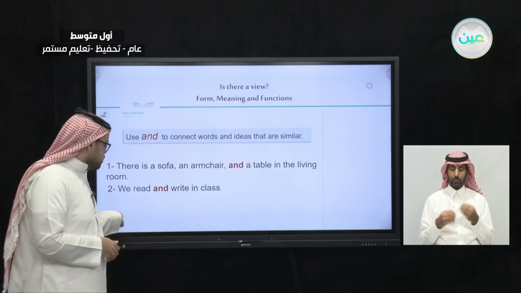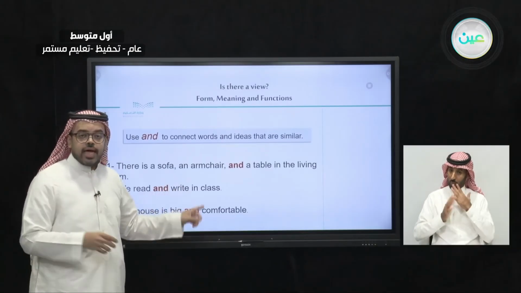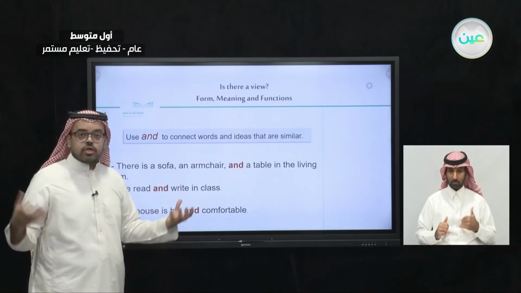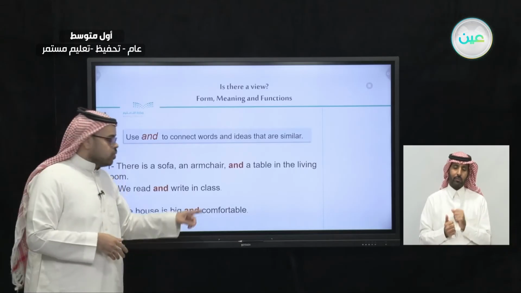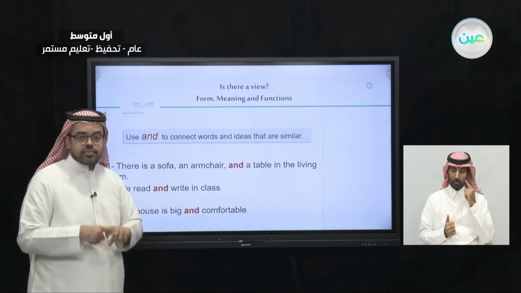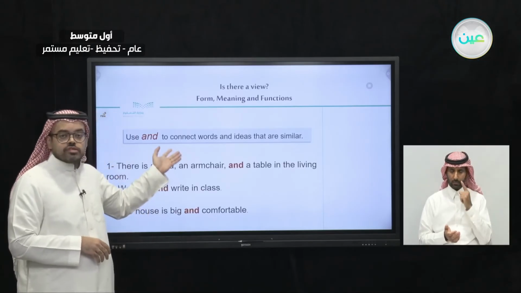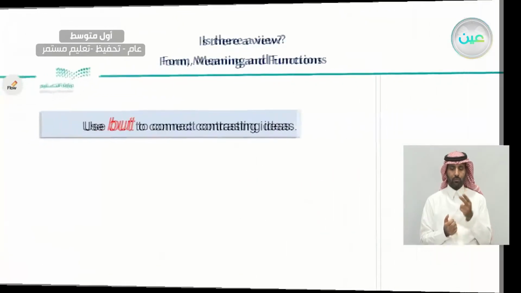Also, the third example, the house is big and comfortable. So big and comfortable can be together and they are similar, and this is why we use and to connect them. So these are examples on how to use and in a sentence. Let's see the other one.